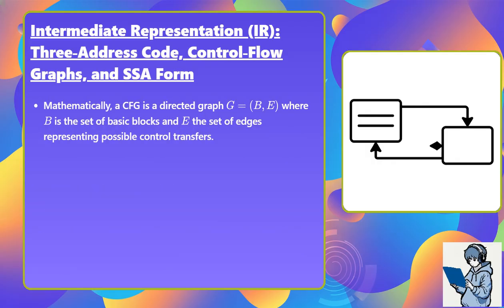Mathematically, a control flow graph is a directed graph, G equals (B, E), where B is the set of basic blocks, and E is the set of edges representing possible control transfers. The intermediate representation is the playground where most optimizations happen.